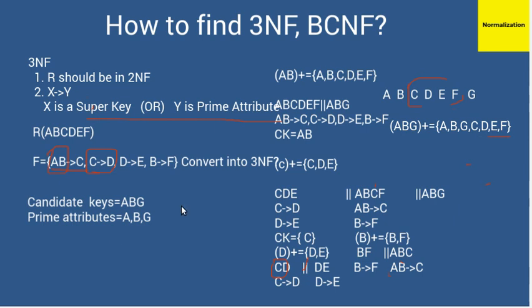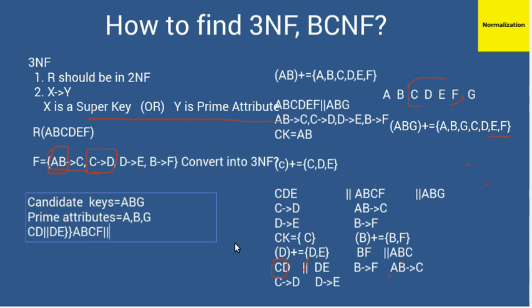So how many tables do you get? You just mark it. The first table is CD, the second table is DE, and the third one is ABCF.